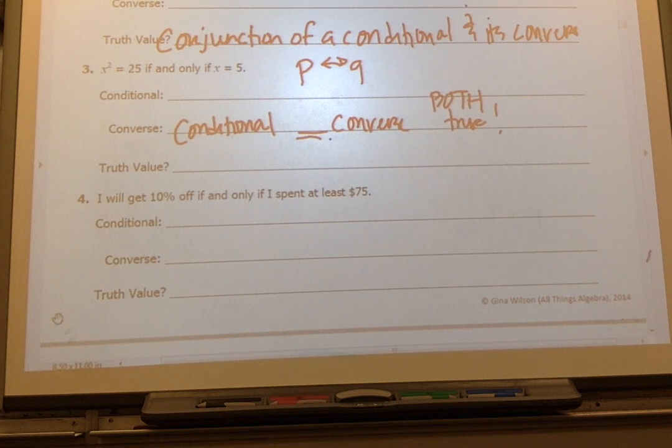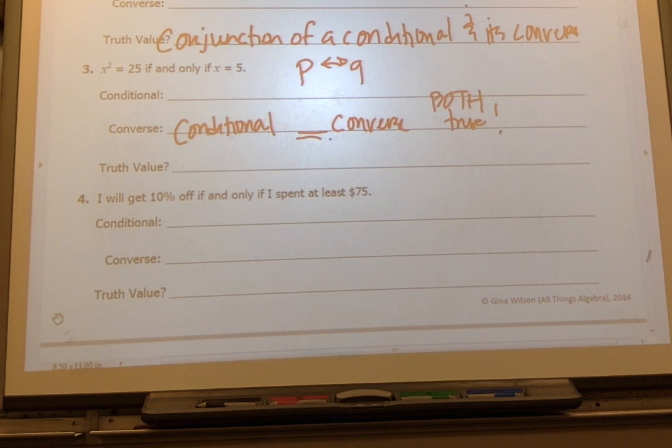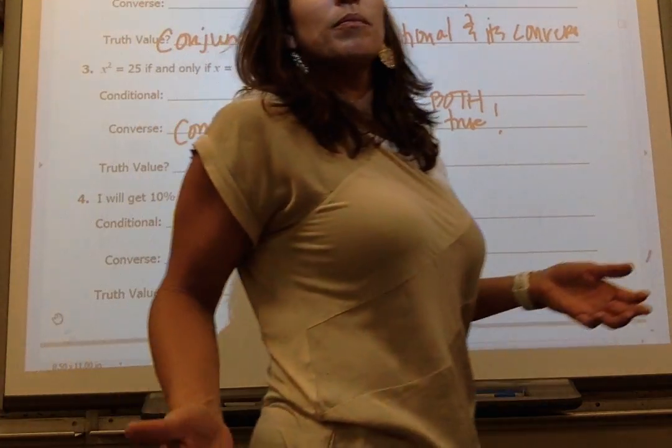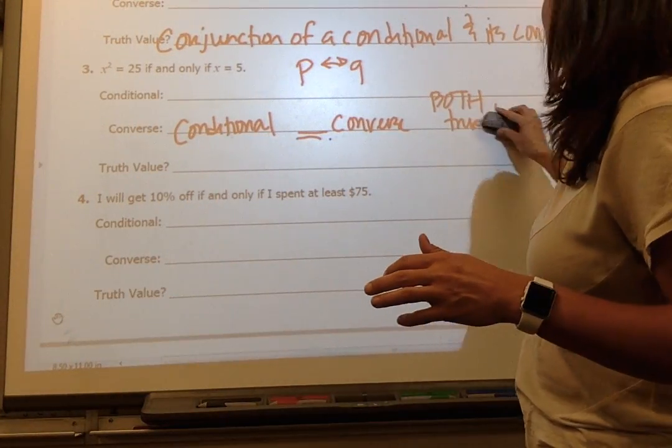Number 4, if I get 10% off, then I spent at least $75. And your converse would be if I spend at least $75, then I get 10% off. And your truth value there is true. Both of these are true. So that gives you some time to practice your conditional statements and your biconditional statements.